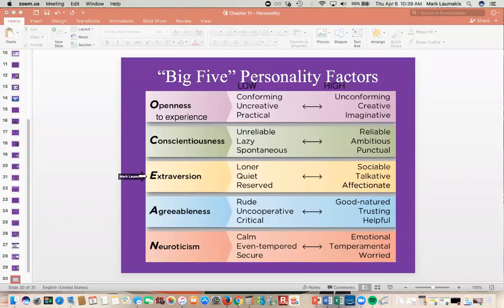Extroversion, how outgoing are you? If you're sociable, talkative, affectionate, life of the party, you're on the high end of this dimension. If you're a loner, you're more quiet, reserved, and shy, you're low on that extroversion dimension.